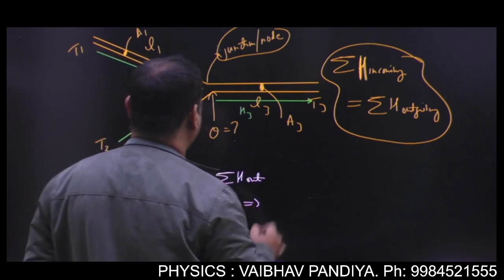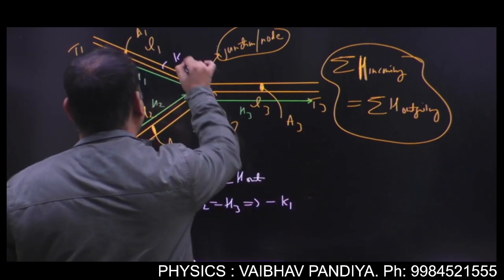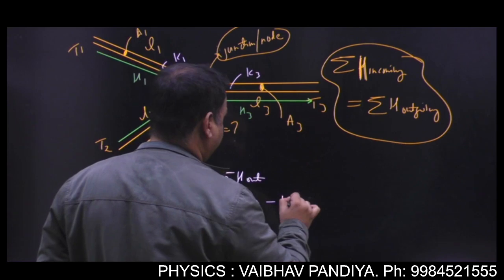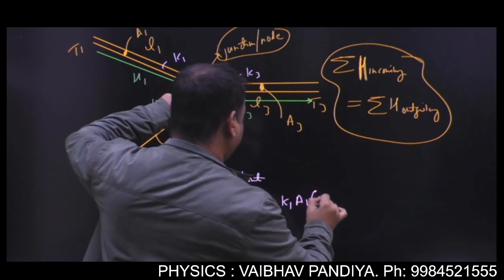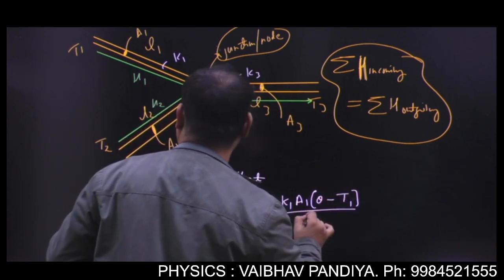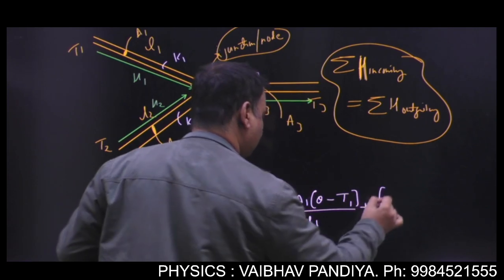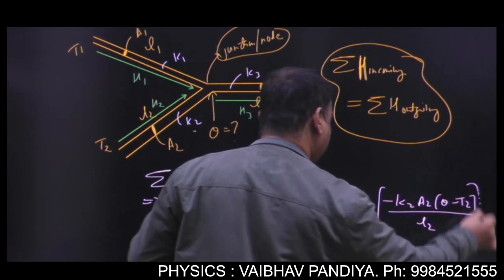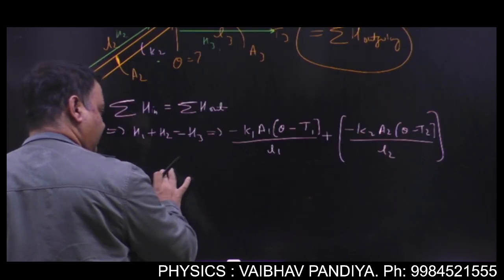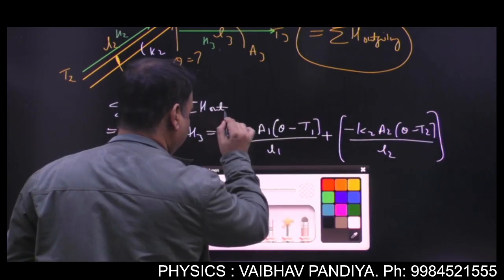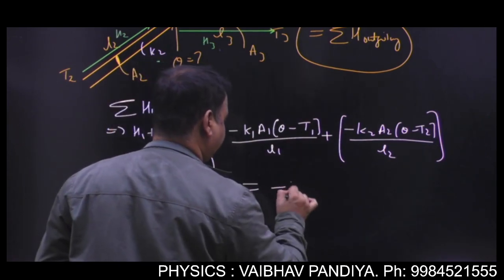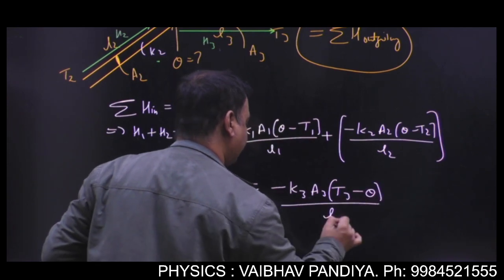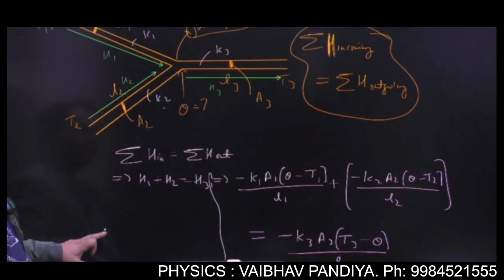Now what will be H1? So H1 will be minus K1, say it has a conductivity K1, this has a conductivity K2, this has a conductivity K3, into area A1, temperature difference, final theta minus T1, divided by length L1, plus minus K2 A2 theta minus T2 divided by L2 is equal to minus K3 A3, now the final temperature is T3 minus theta, divided by L3, and you will get the unknown quantity, correct? You will get the unknown quantity.